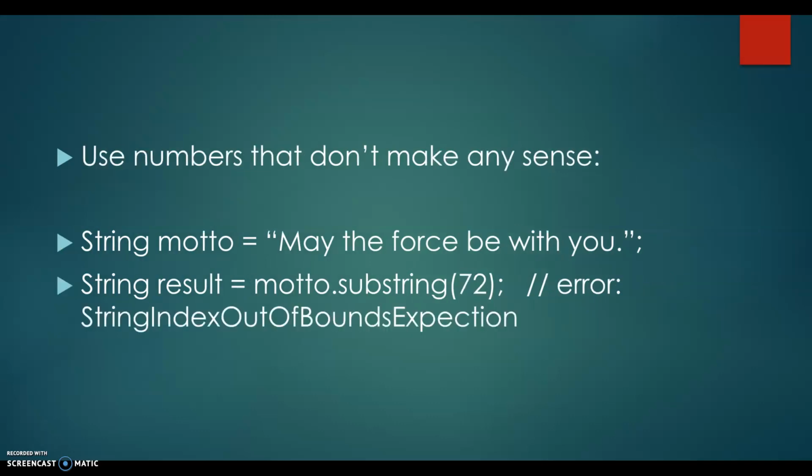Sometimes we might make what's known as a logic error, and we might actually use a number for an index position that doesn't make any sense. For example, in this one right here, it says motto.substring(7, 72). Well, we know there's not 72 characters in "may the force be with you." That creates what's known as a string index out of bounds exception error, and BlueJ will throw that particular error.